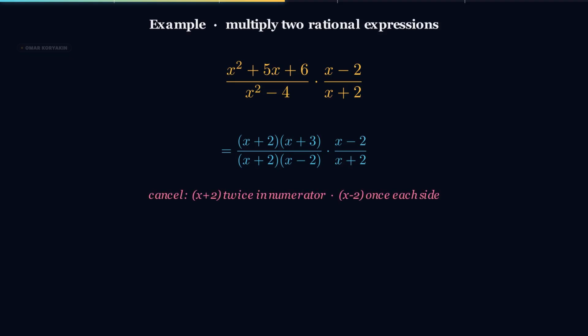Cancel shared factors across the two rational expressions. The factor x plus 2 appears in both a numerator and a denominator on the first fraction, and again across the two fractions. Cancel twice. The factor x minus 2 appears in the first denominator and the second numerator. Cancel once. Multiply what remains. The numerator has x plus 3 left over. The denominator has x plus 2 left over. The simplified product is x plus 3 over x plus 2. Two rational expressions reduced to a single, simpler one.